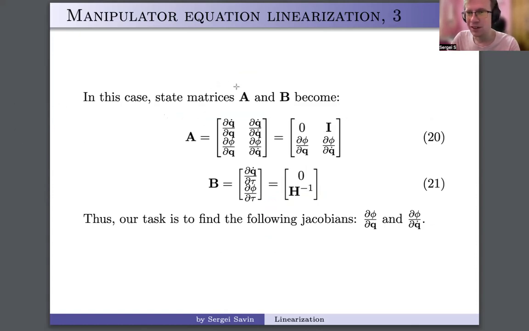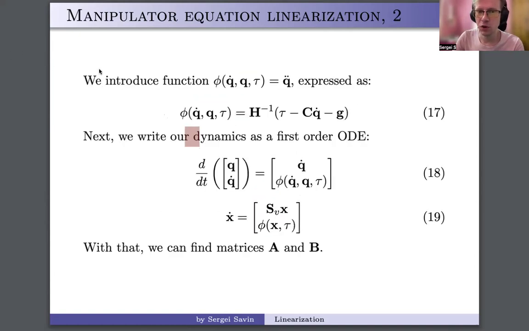Okay, so if we want to take a derivative of this whole function, here is what a partial derivative would look like. The matrix A would be the derivative of this guy with respect to X. But X, remember, is equal to Q, Q dot, right? So we will take the derivative of this guy with respect to Q and Q dot.